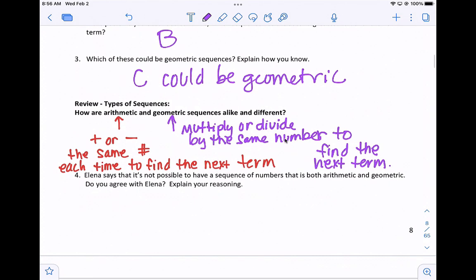Okay, Elena says it's not possible to have a sequence of numbers that is both arithmetic and geometric. Do you agree with Elena? Can you explain your reasoning? All right, so in class we'll think about, can you think of a sequence that is arithmetic and geometric? And I guess you could argue something like this, right?